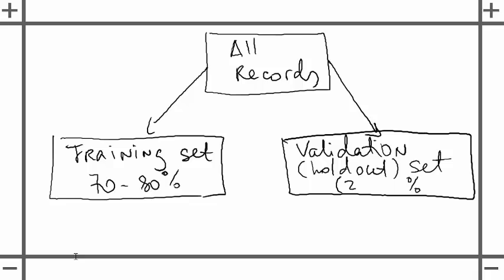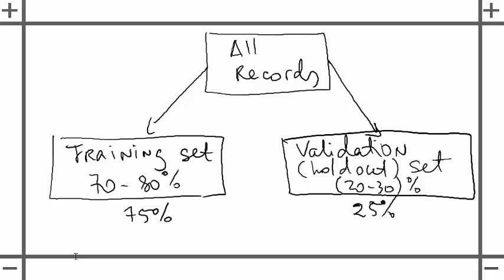20 to 30, right? 20 to 30% of the data. Okay. So it's not unusual to see a split of 75% in your training set versus 25% in your validation set. It's fairly normal, okay? Or 80% versus 20%, okay? So the reason for that is this.